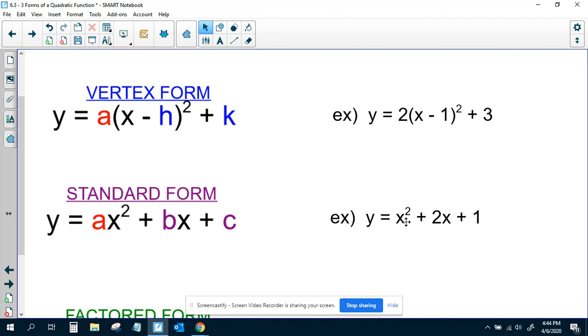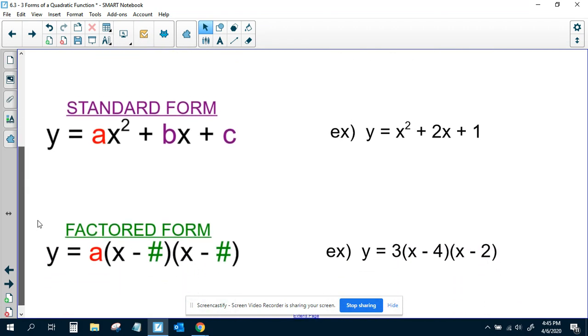y equals x squared plus 2x plus 1. Our a value in this case would be the coefficient right in front of the x squared, and since there's nothing there, that's like having a 1. So our a would be a 1 in this case. For this one, the b would be the 2 represented by this coefficient right here, and then our c value would be a 1. So that's standard form of a quadratic.